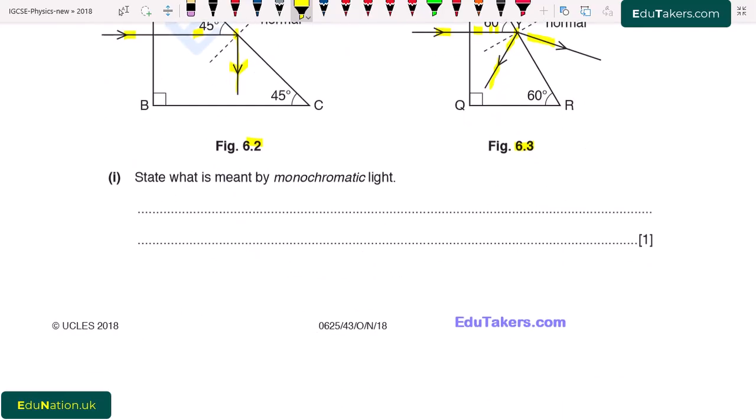Part 1. State what is meant by monochromatic light. So monochromatic light is basically light of a single wavelength or single color or single frequency. So I write here: a light of single frequency.